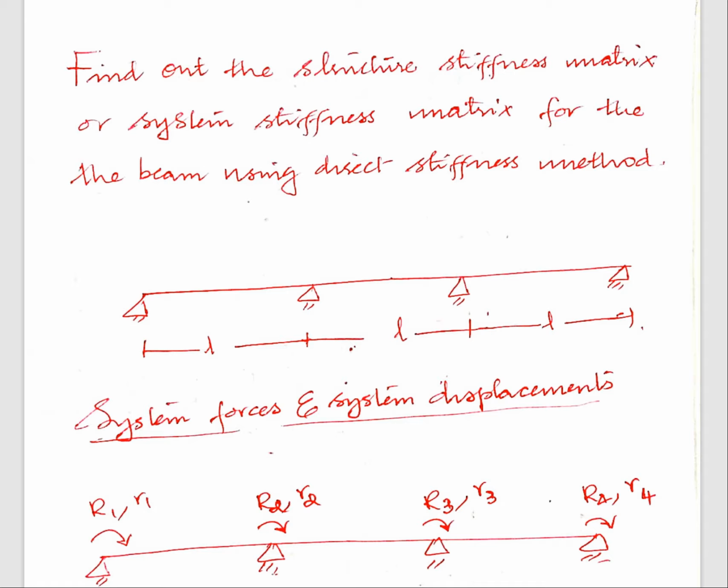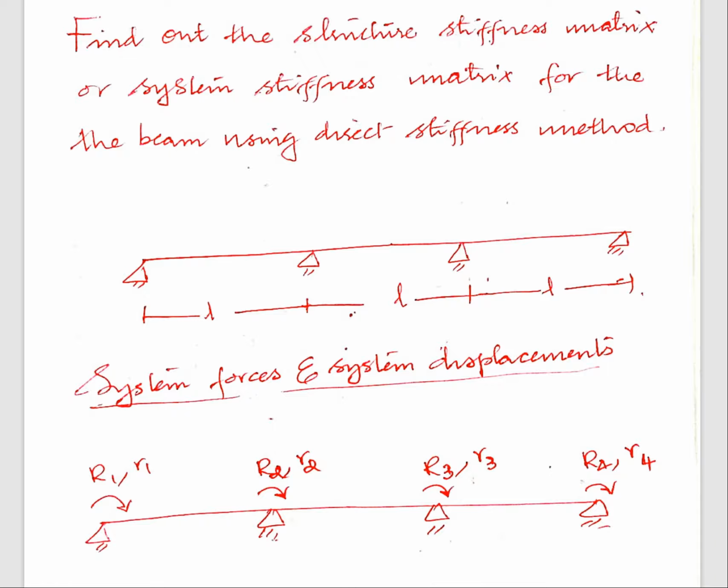Moving to another problem in direct stiffness method. Find out the structure stiffness matrix or system stiffness matrix for the beam using direct stiffness method. So for the beam shown in figure, we have to find out or formulate the system stiffness matrix or the structure stiffness matrix.